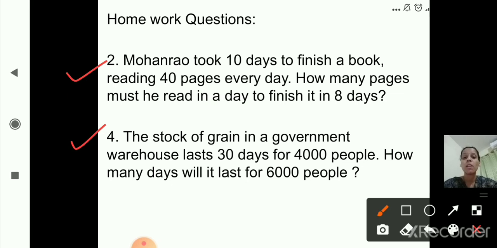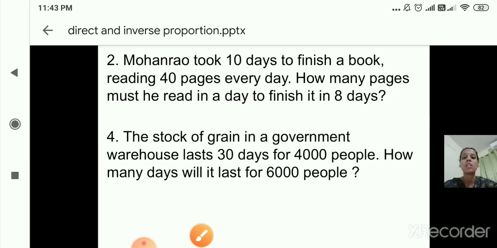So today we have started lesson number 9, direct proportion and inverse proportion. Then we have solved sums based on direct proportion and the sums which are based on inverse proportion. So today we'll stop here. In the next session we will start with the next practice set.